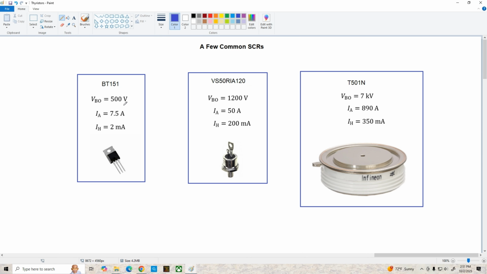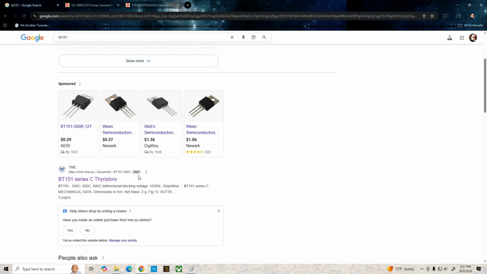Starting on the left-hand side of the page, we've got the BT151, and we're going to be using this one in some applications later on. It's got a breakover voltage of 500 volts. It can handle a current of 7.5 amps, and the holding current is about 2 milliamps. It comes in a TO220 package, and these are pretty inexpensive devices. If you just do a search on the internet, you'll find we can get them for as little as 29 cents a piece. So these are really good for experimenting with.